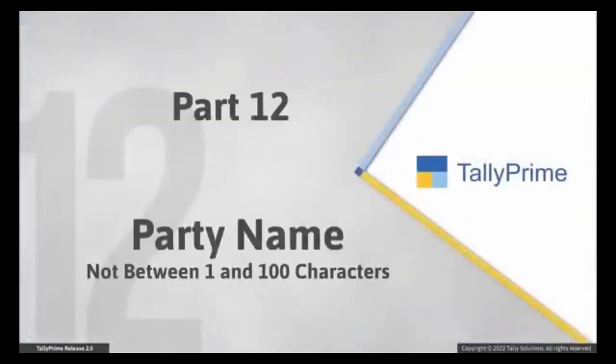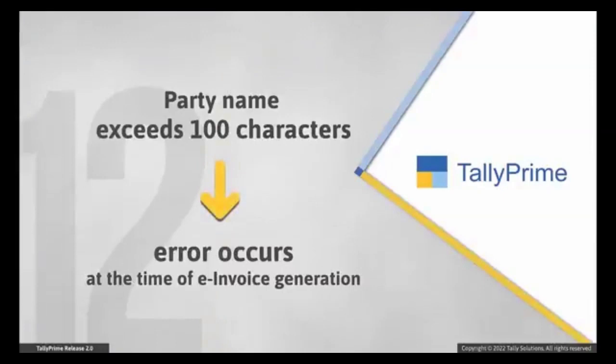Now, it may also happen that the party name is not between 1 and 100 characters. In some cases, the name entered in the ledger may exceed 100 characters. You may have entered the party's name along with the company's name such that the length of the name becomes more than 100 characters. In such cases, when you try to generate an e-invoice, an error occurs. Open the ledger and ensure that the name of the party is under 100 characters.